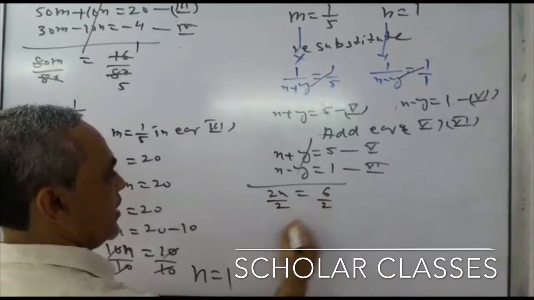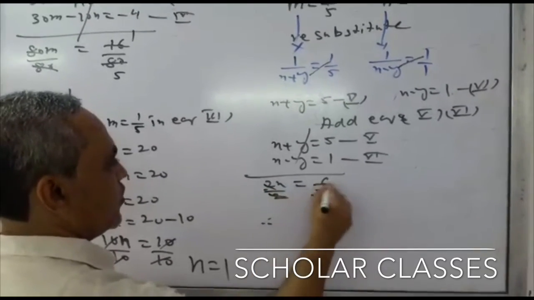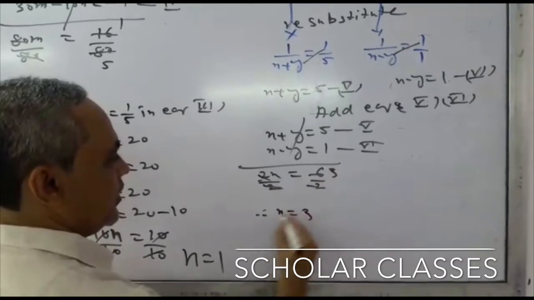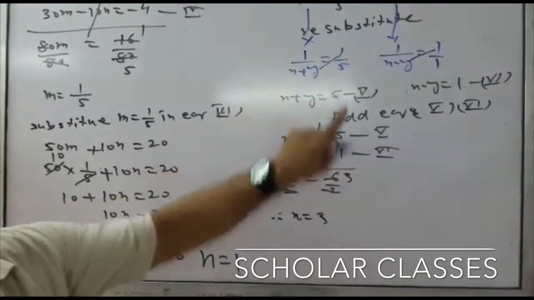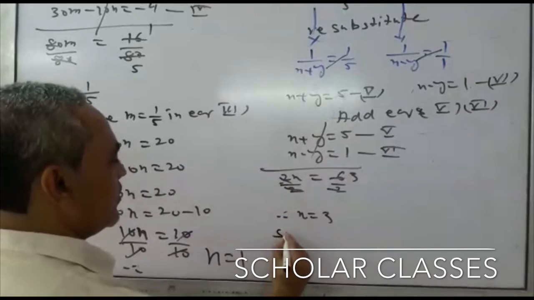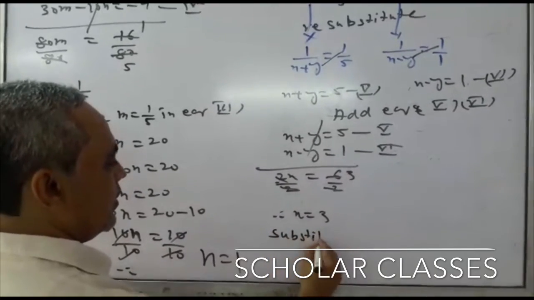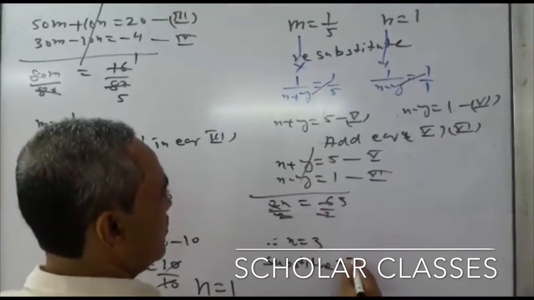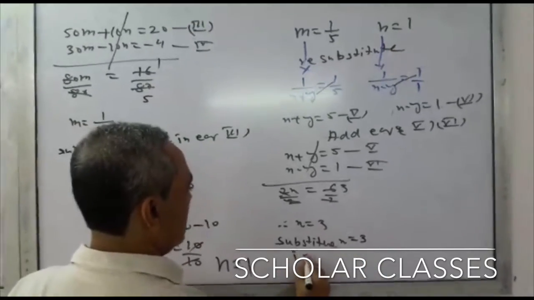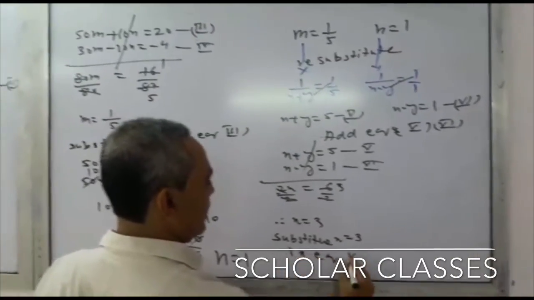Cancel by 2 both the side. Therefore 2 1 the 2, 2 3 the 6. X is equal to 3. अब substitute the value of x in an equation. तो substitute x is equal to 3 in equation 5th.